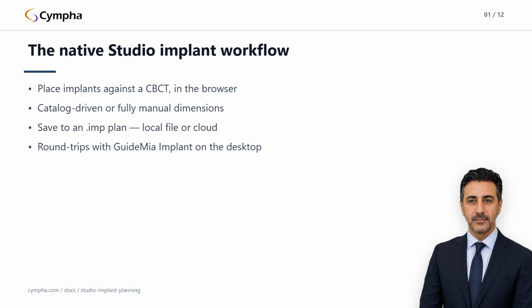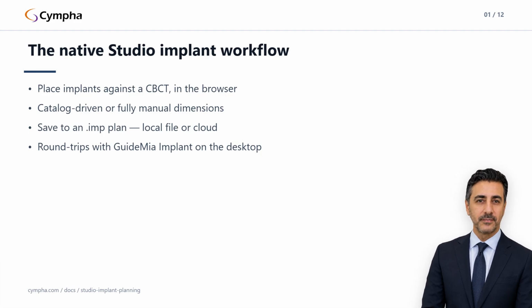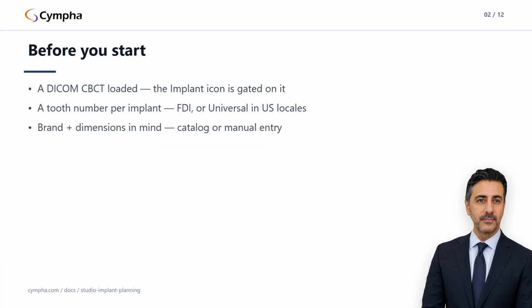One scoping note. Everything here revolves around the CT. No volume, no implant tools, which is exactly where we start. Three prerequisites. First, and non-negotiable, a DICOM CBCT loaded in the studio session. The implant icon on the left strip is gated on this. No CT, no implant tools.